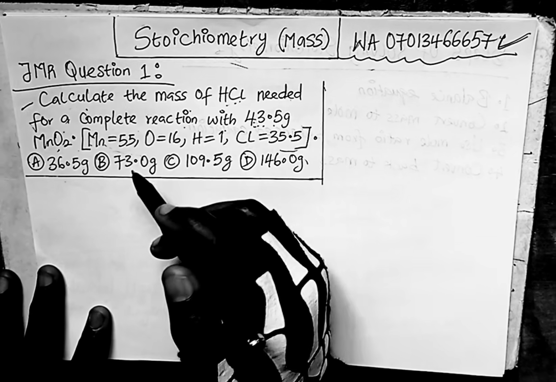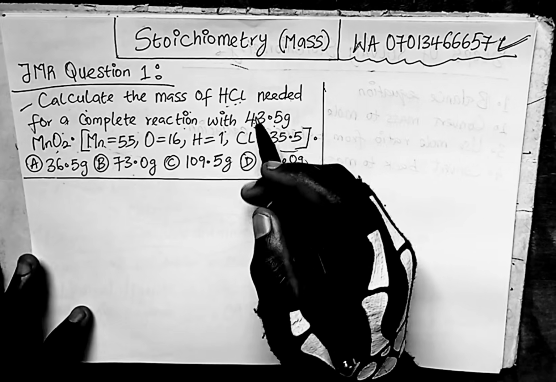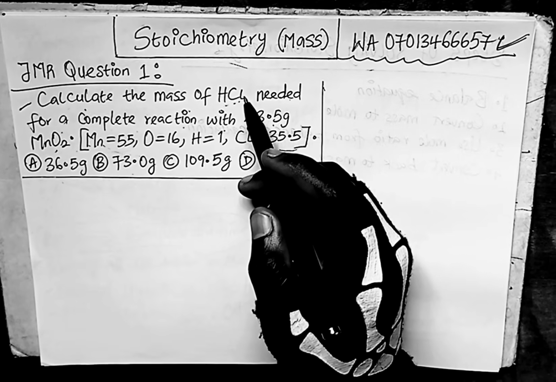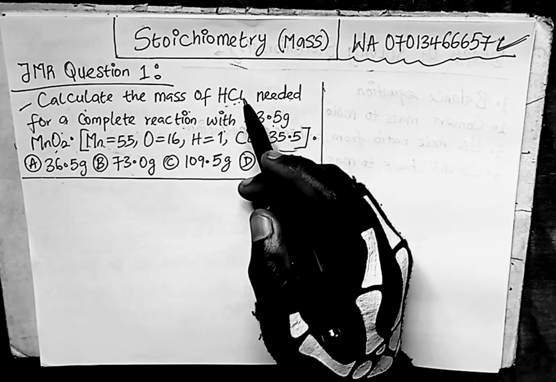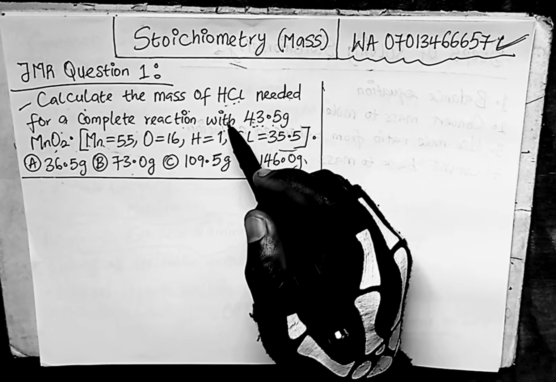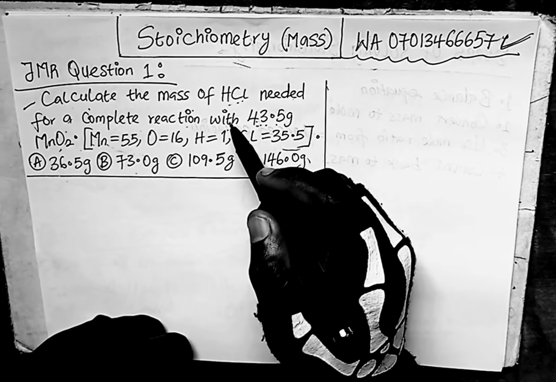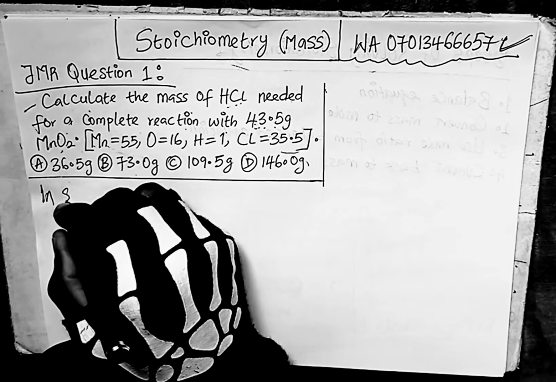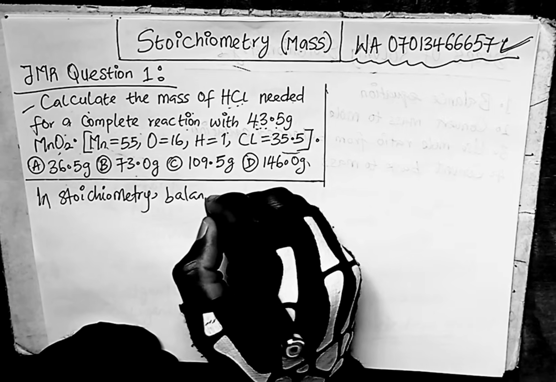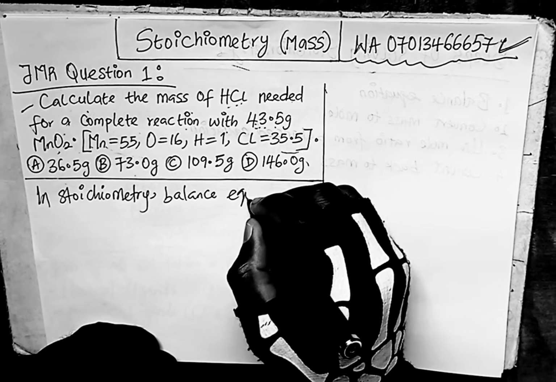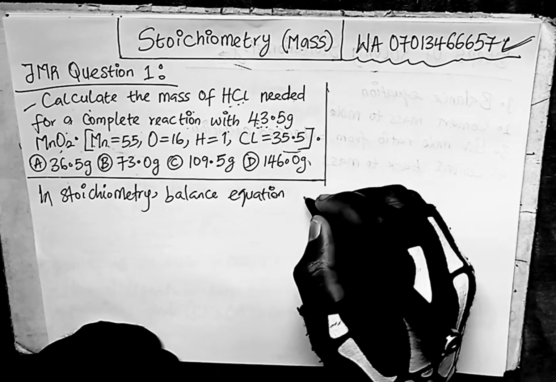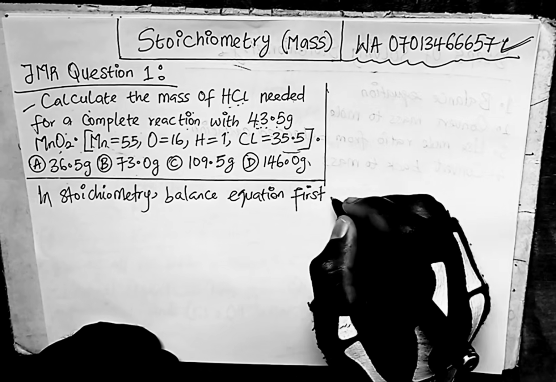In stoichiometry, once they give you any question asking you to calculate the mass of this, the first thing to do, if you have any chemical reaction there, is what? To balance the chemical equation first. Let me just write it. In stoichiometry, balance the equation first. That's the first thing to do.